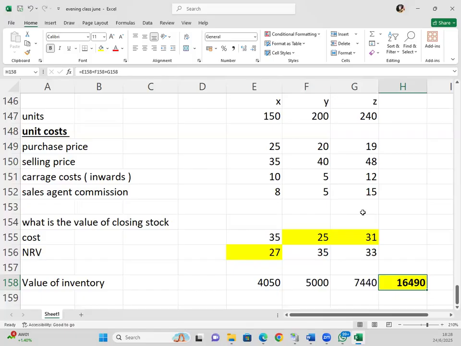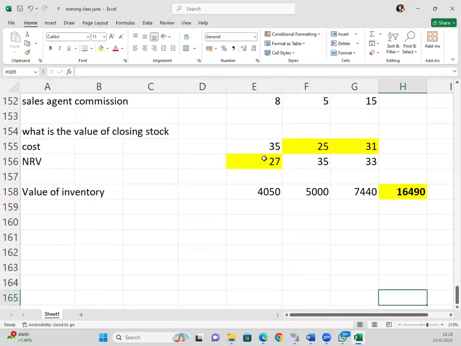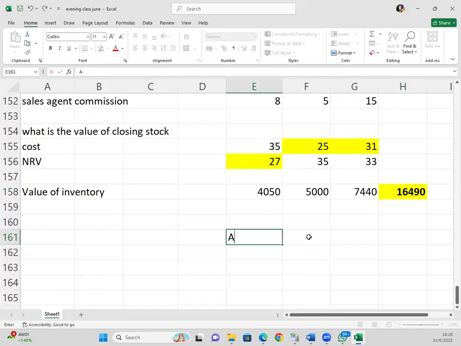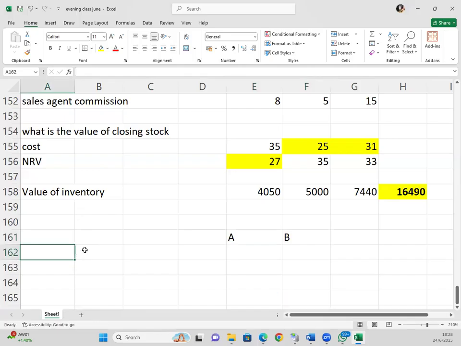Even if the inventory was given in total, they can say for product A and product B. Then they say cost.